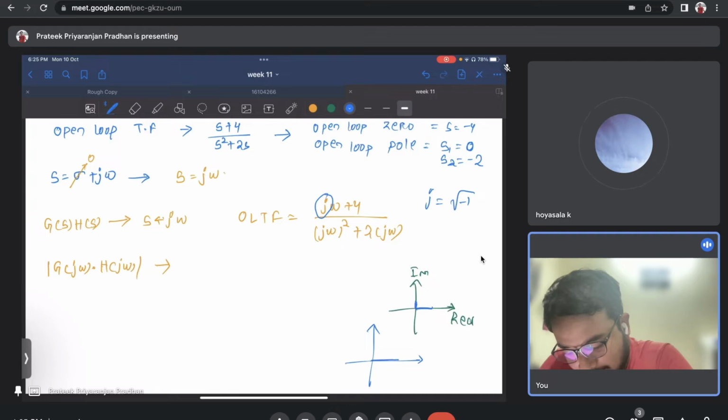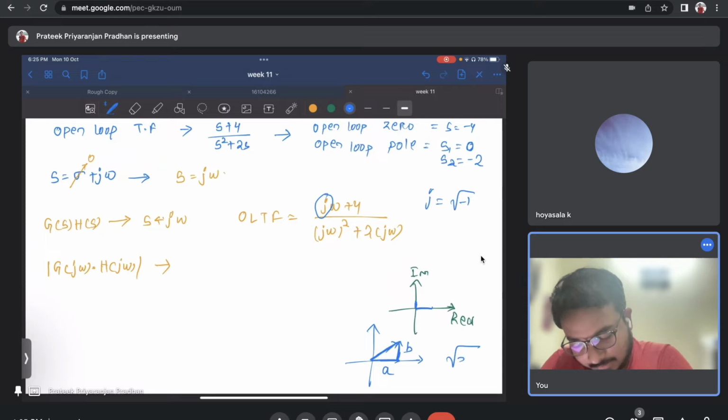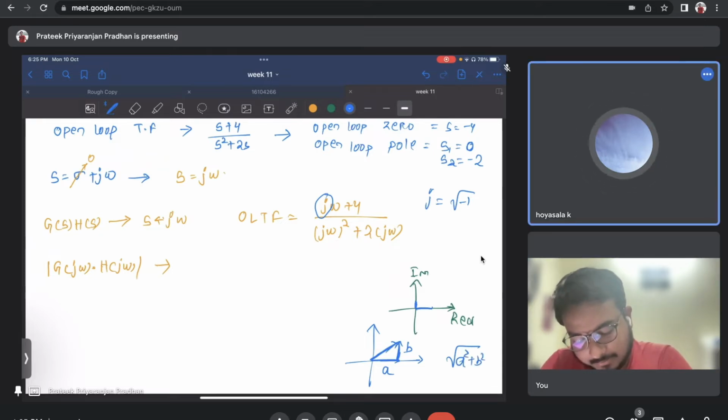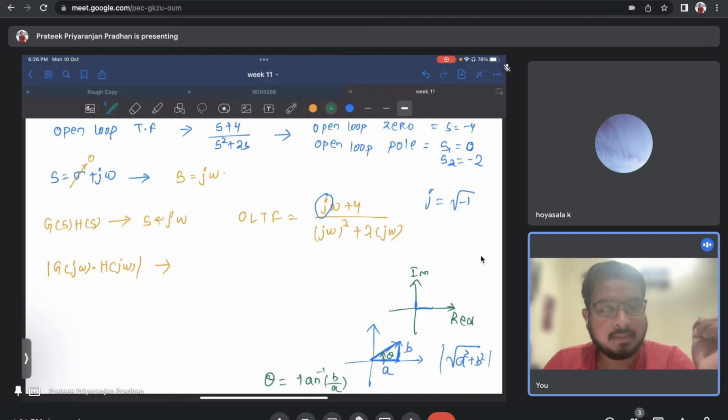You know the Pythagoras theorem, that's very basic. If one unit is a and the other unit is b, what will be the magnitude? Root over a square plus b square. Yes, this is the magnitude, and the phase is this angle theta. Can you tell me what is theta? It's tan inverse b by a. Simple.